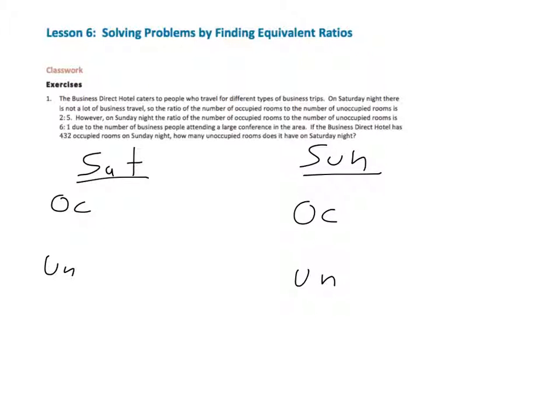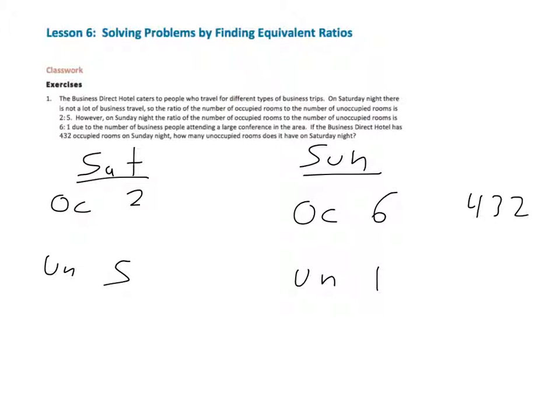Okay, so now we can put our ratios. For the occupied, there's 2 and 5 unoccupied on Saturday. But on Sunday, there's 6 occupied and 1 unoccupied. Okay, last, we have our total occupied rooms on Sunday is 432.